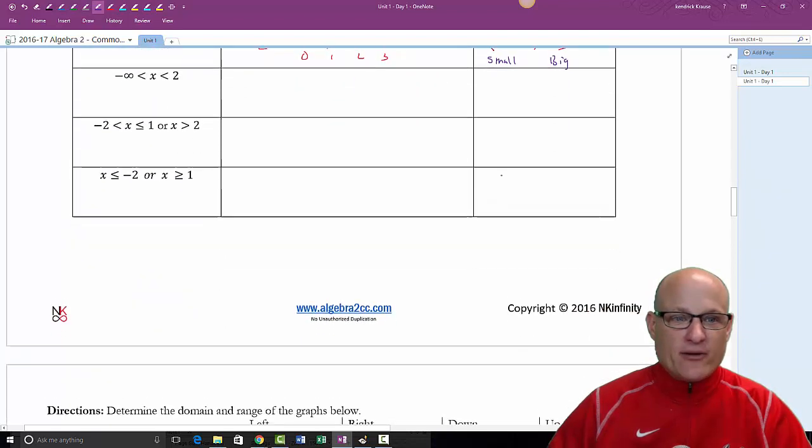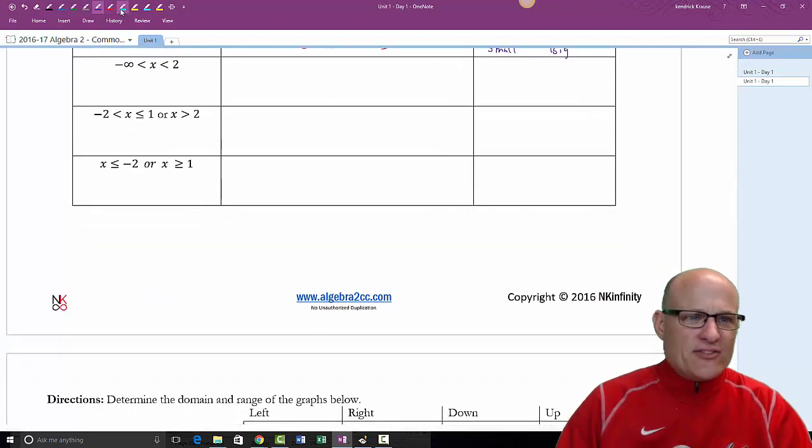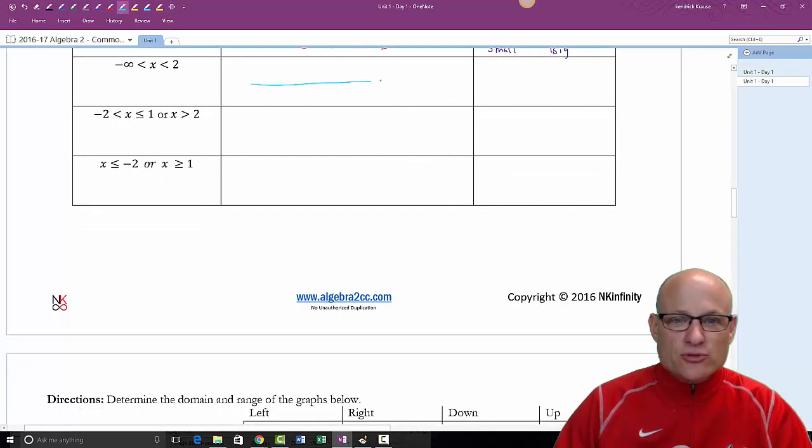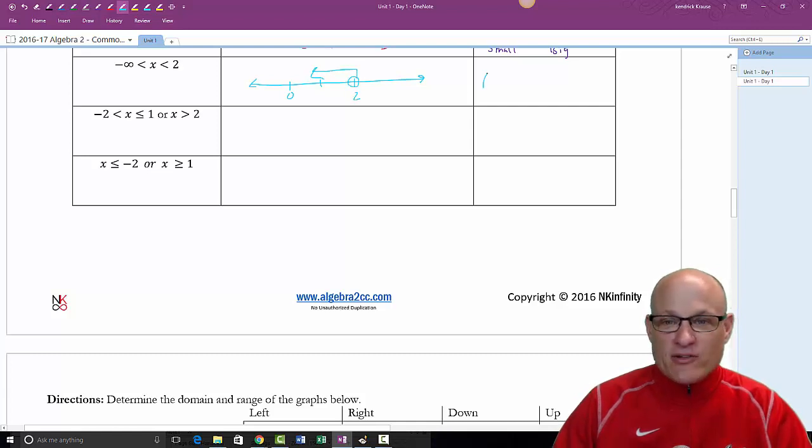Let me move up so my big head's out of the way. Again, this is going to be the same graph as the last one, except we're doing it in fancy blue. 0, 1, 2, but now we're going to do an open circle going to the left. That means negative infinity all the way up to positive 2, parentheses.